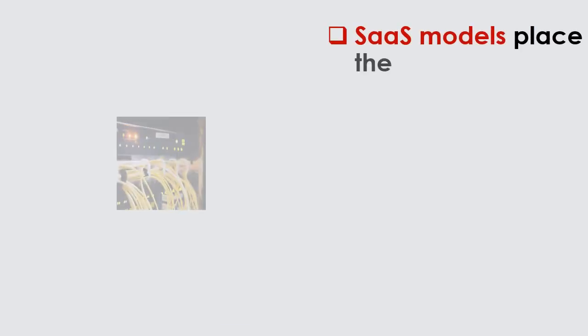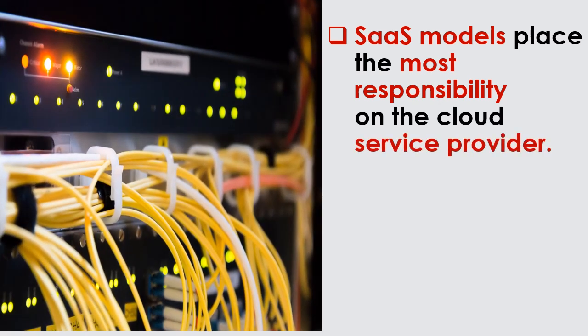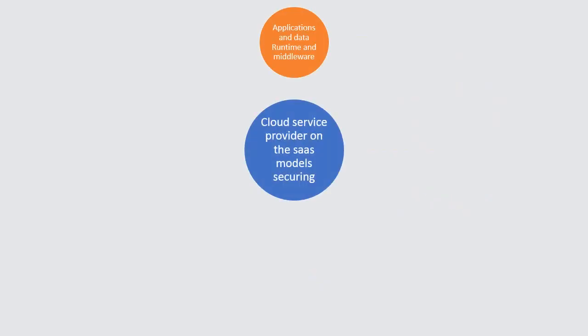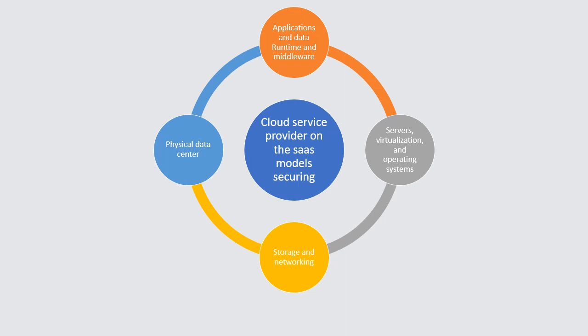SaaS models place the most responsibility on the cloud service provider. The cloud service provider on the SaaS model secures applications and data, runtime and middleware, servers, virtualization, and operating systems, storage and networking, and the physical data center.